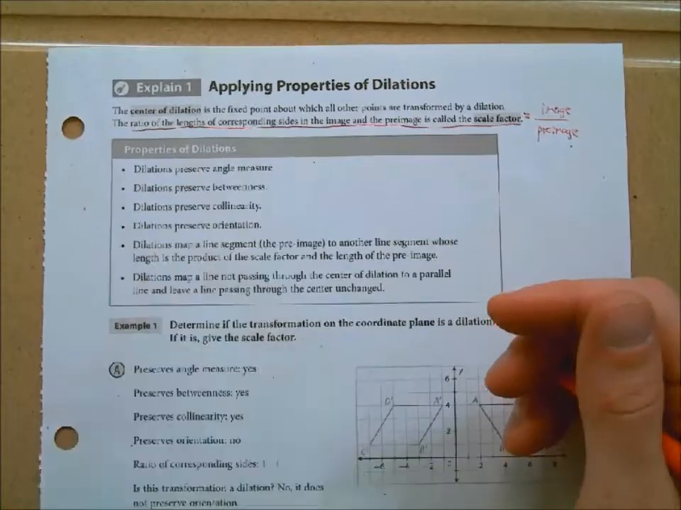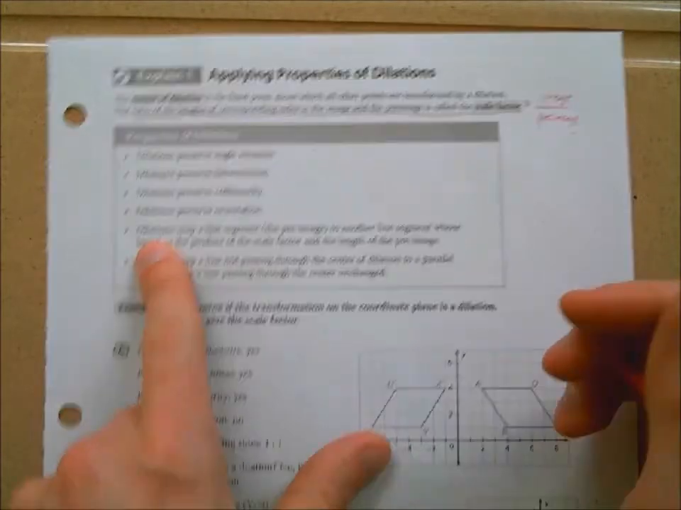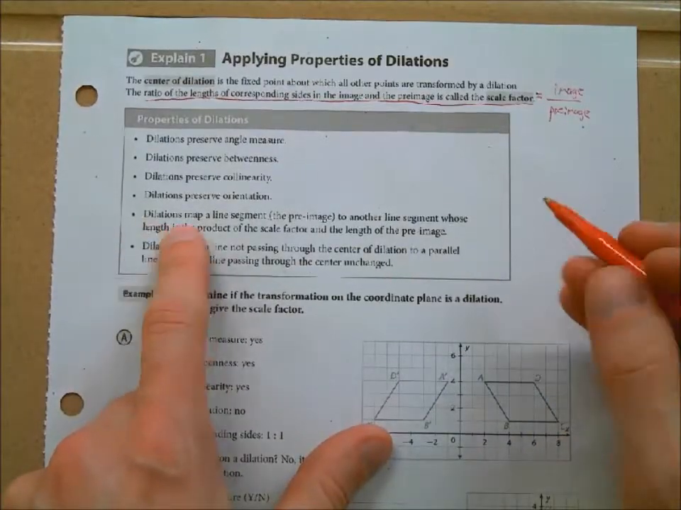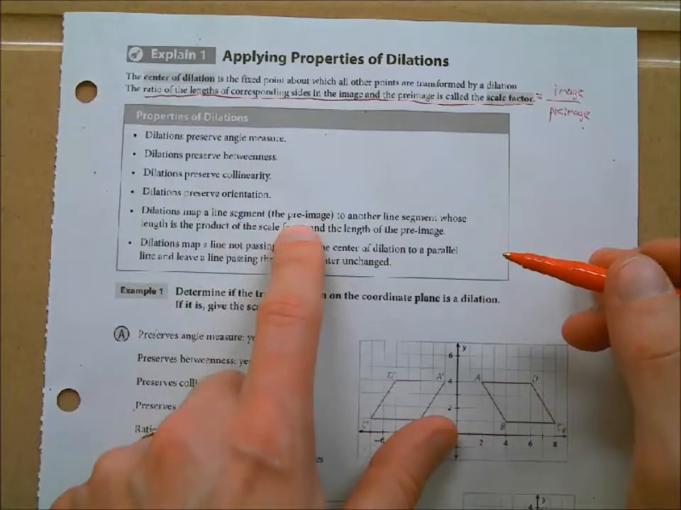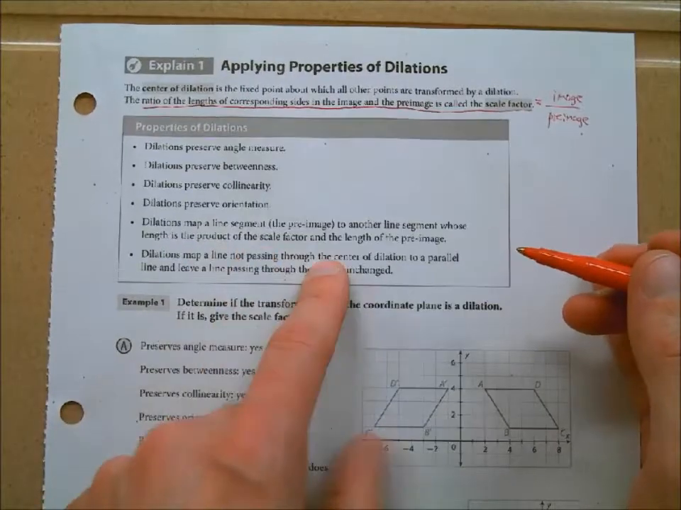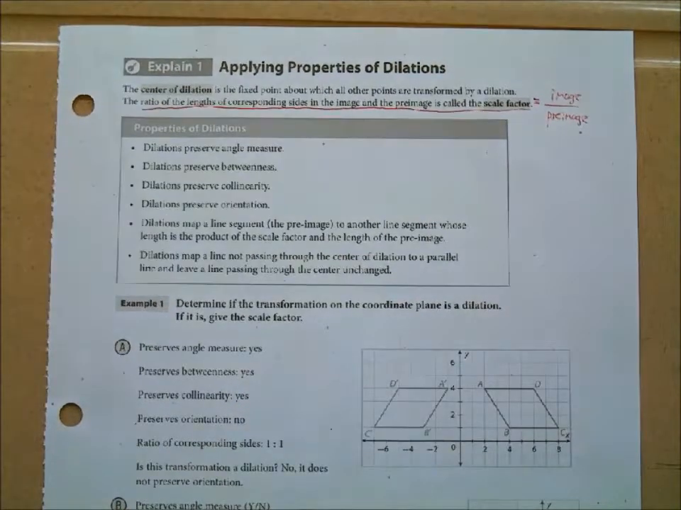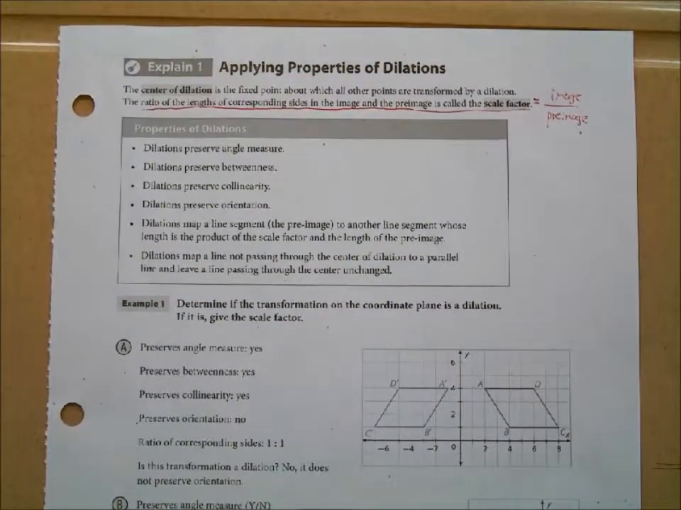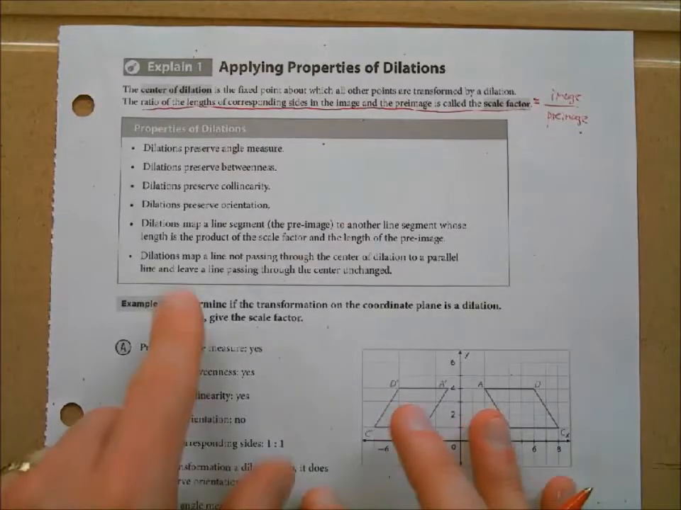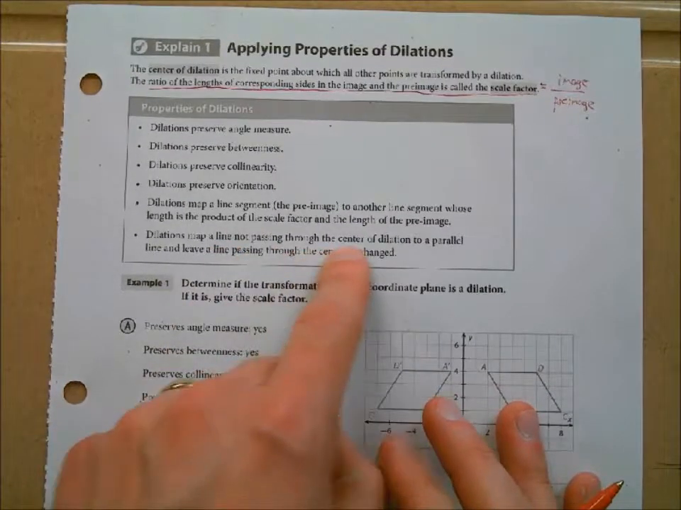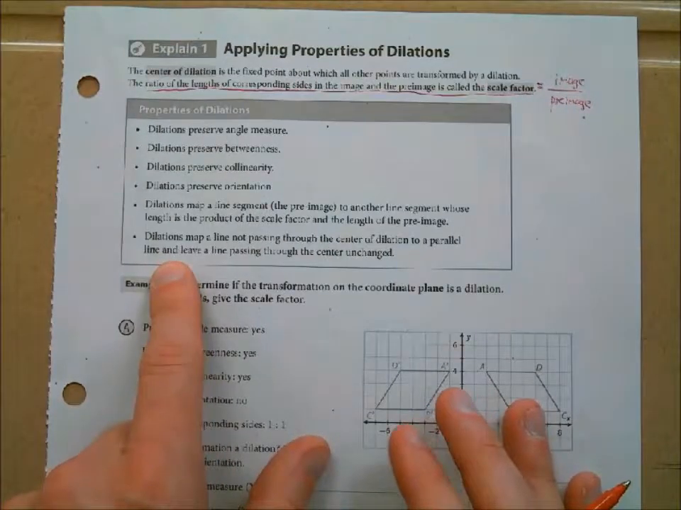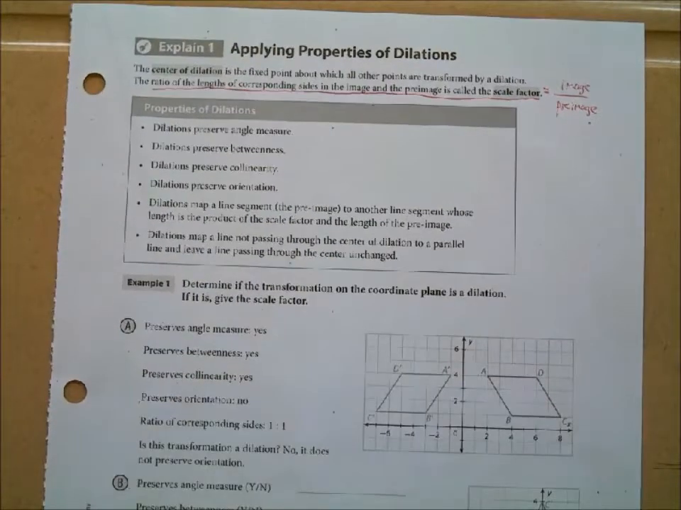So the order of the points as you go around it will still stay the same, which is different than a reflection or rotation. Dilations map a line segment, the pre-image, to another line segment whose length is the product of the scale factor and the length of the pre-image, right? So you just multiply the length of the segment by the scale factor, and that gets you your new line segment. And then dilations map a line not passing through the center of dilation to a parallel line and leave a line passing through the center unchanged, right? And again, we just talked about that. If you dilate a line with the center of dilation, then your image will be parallel to it, unless the line goes through the center of dilation, in which case it's the same line.